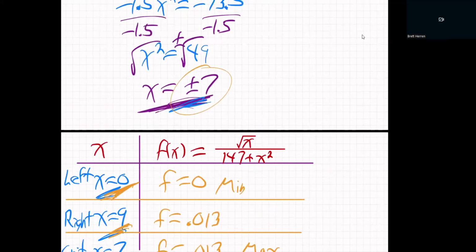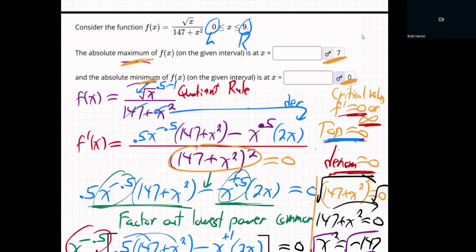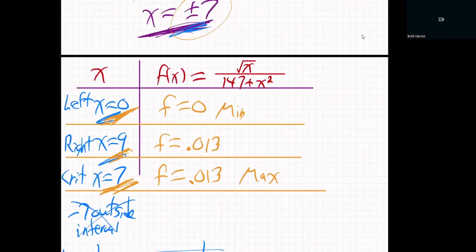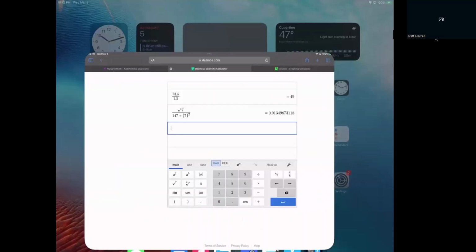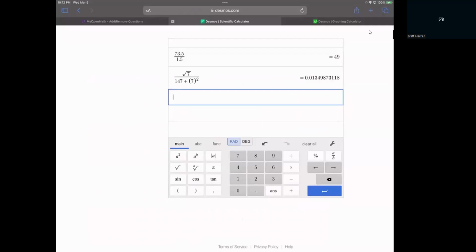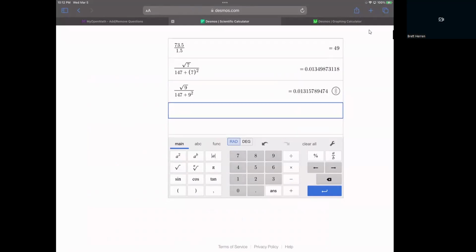Was the 9 a little lower? I don't know. Maybe it was. They didn't give the 9, so it must have been, they look very similar to me. Was the 7 higher than the 9? Let me just do it again here. Put in the 9. Square root of 9 over 147 plus 9 squared. Oh, they're close.